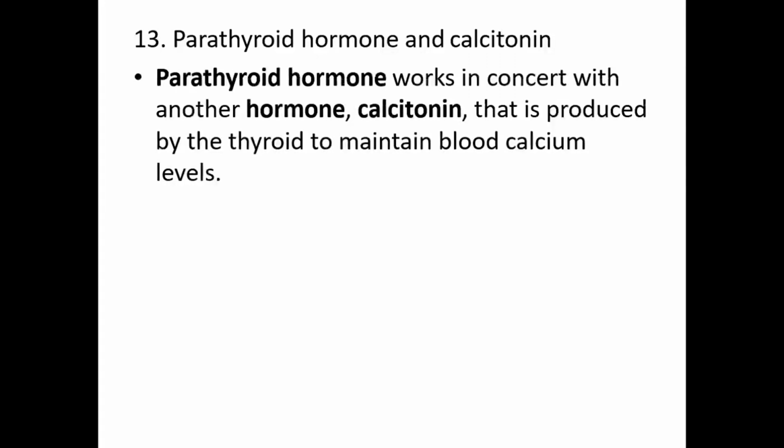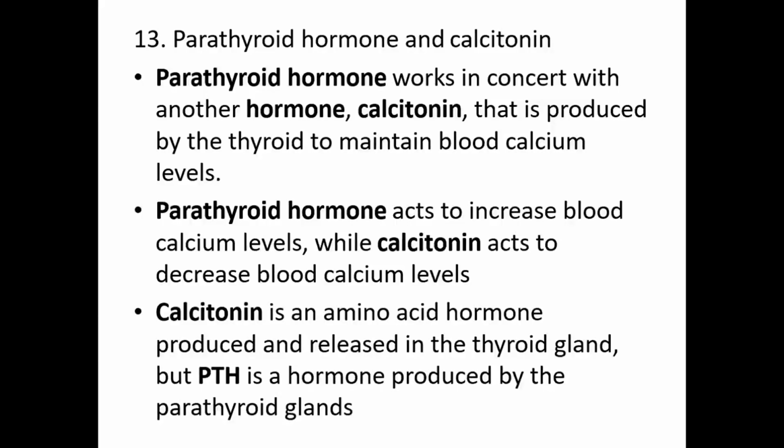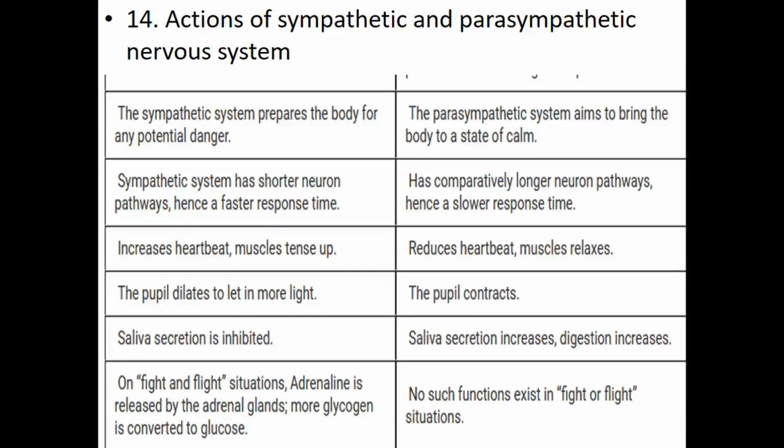Parathormone and calcitonin. Parathormone works in concert with other hormones like calcitonin, which is produced by the thyroid gland, to maintain blood calcium level. Parathormone increases the blood calcium level, while calcitonin acts to decrease the blood calcium level. Calcitonin is an amino acid hormone produced and released by the thyroid gland, but parathormone is a hormone produced by the parathyroid gland. Actions of sympathetic and parasympathetic system.